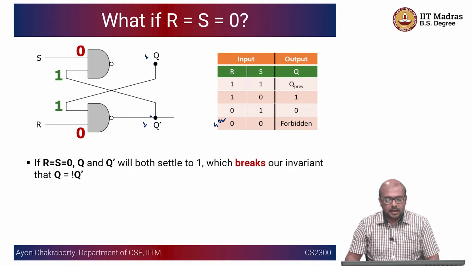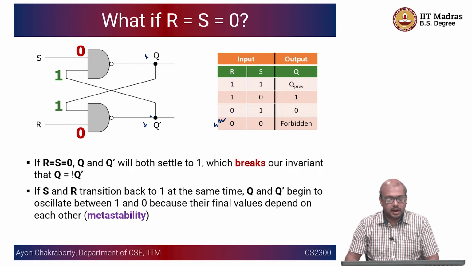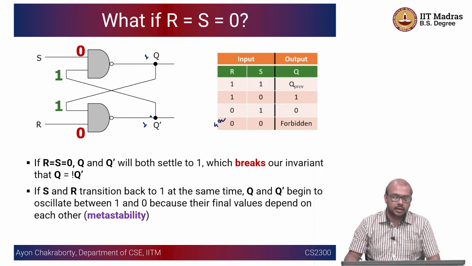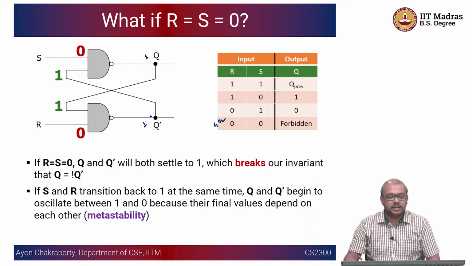So now if you consider some kind of a transition, so if S and R transition back to 1 at the same time, Q and Q bar begin to oscillate between 1 and 0 because their final values depend on each other. So this is again a transient state or a metastable state. That is what I was mentioning even for the cross coupled inverters. Okay. So S equal to 0, R equal to 0, although it has violated the condition, let's say that is fine. Q and Q bar are equal here, which is a violation of our assumptions. But let's say we deal with that. Okay, we are okay with that for now.